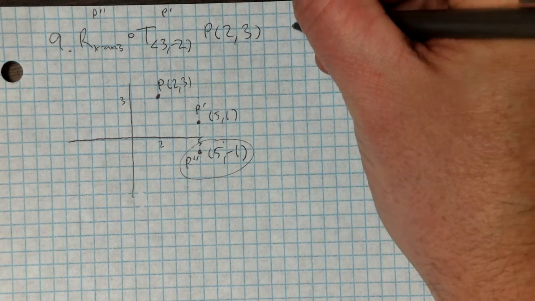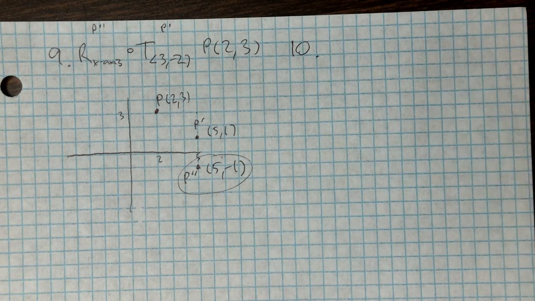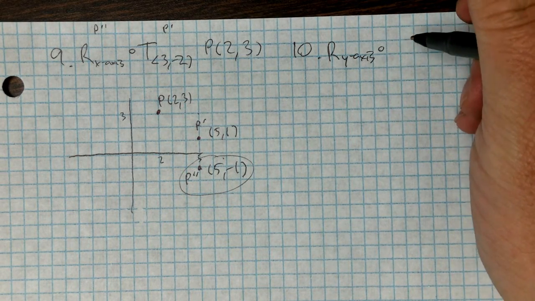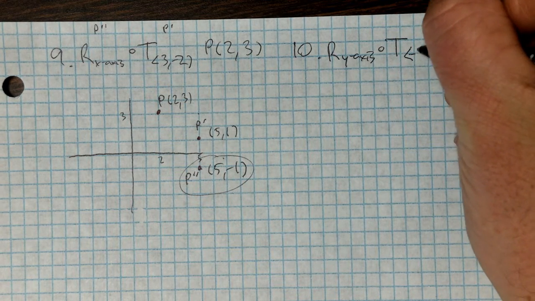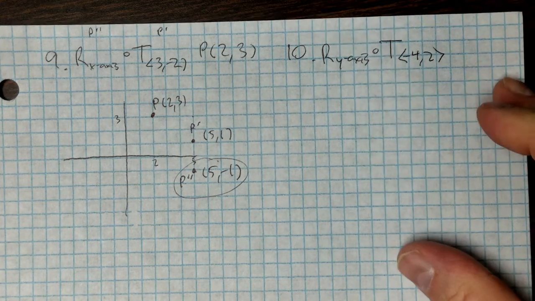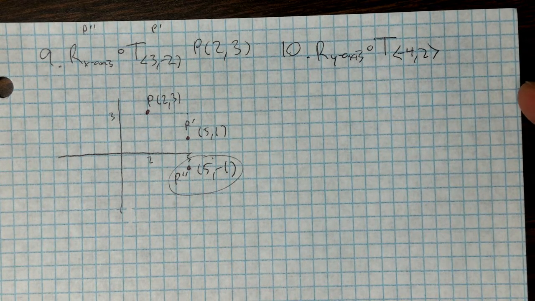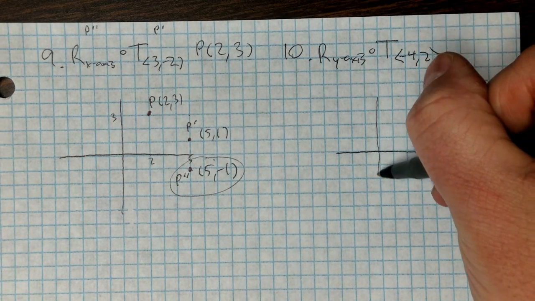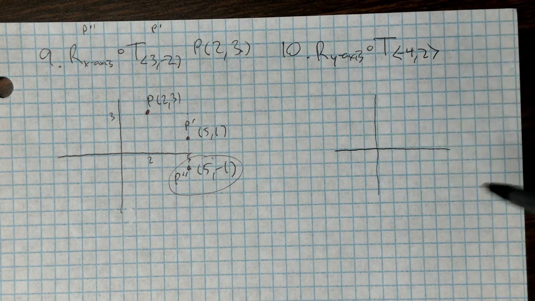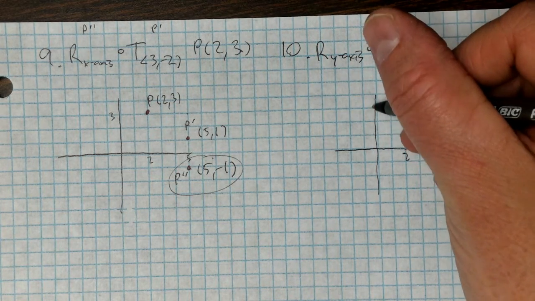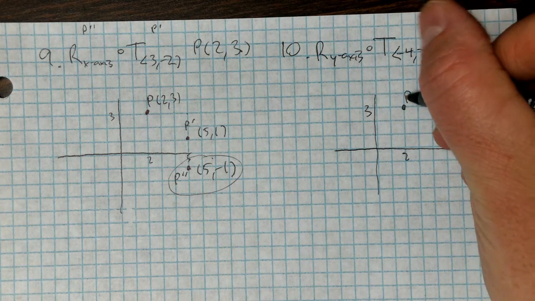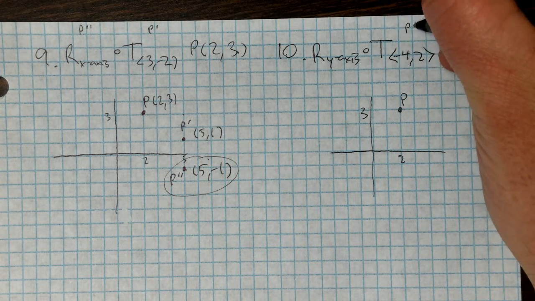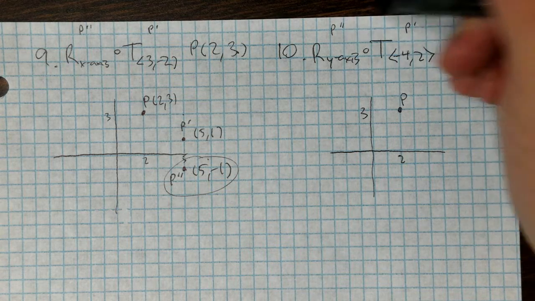Okay, number 10. The problem is reflect across the y-axis and translate -4, 2. So what we're going to start with is start at 2, 3. So start here, that's P. And then the translate part is the P prime, the reflect part is the P double prime.